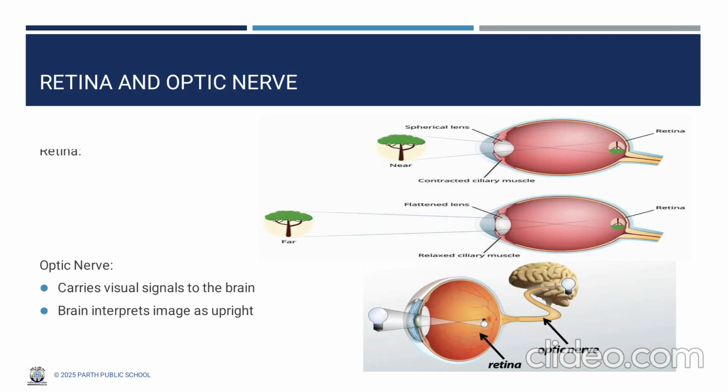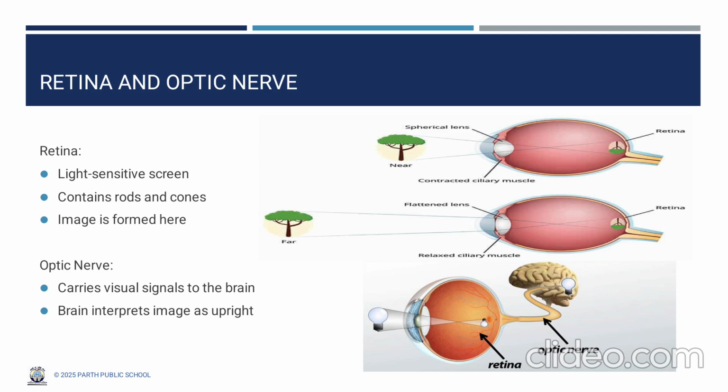The next part of the human eye, which is a very important part, is the retina. It is basically a light sensitive screen, and it contains two types of cells. The types of cells are rods and cones. The image is formed here. The light which is entering into the eye is focused on the retina by the eye lens.